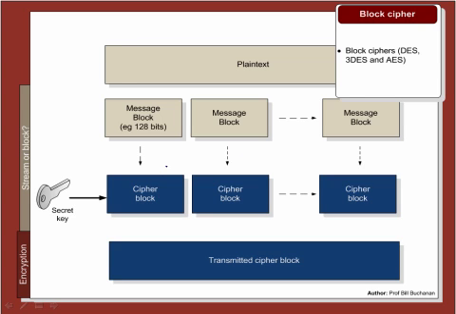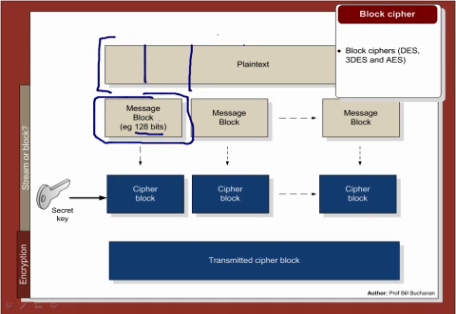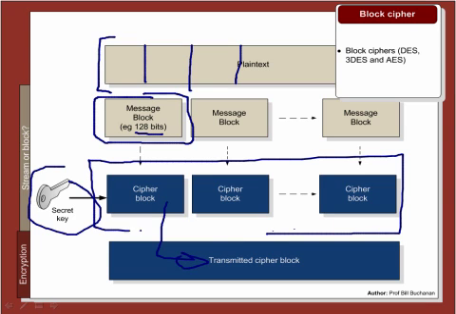With block encryption, we typically take the plaintext or the data that we want to encrypt, and then we split it up into a number of blocks. In this case, we've taken 64 bits at a time, and then we apply a key to it and create cipher blocks. The cipher blocks are then transmitted or stored as a single cipher block entity. Typical block ciphers are DES, 3DES and AES.